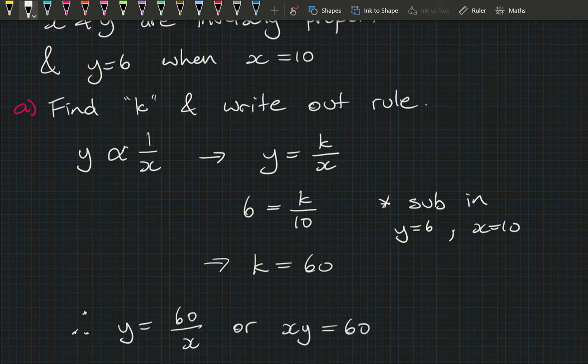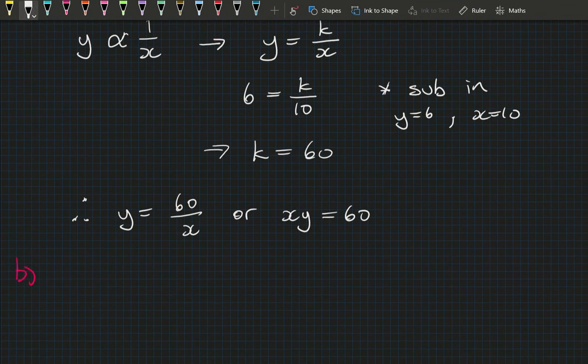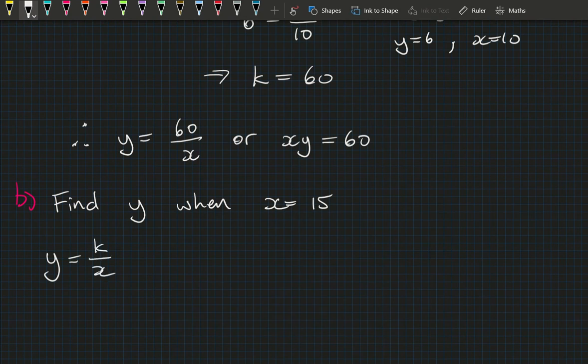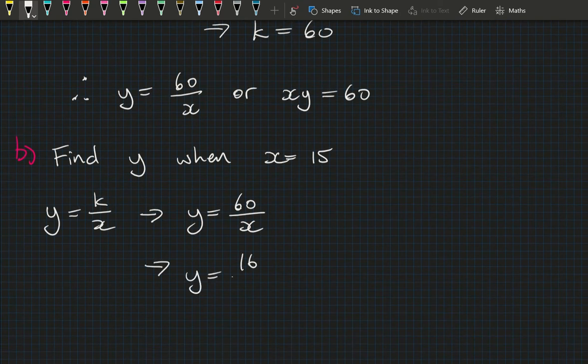Alright, let's move on to part B, where we're going to find y when x is equal to 15. And of course we're using the same rule, right? So y is equal to k on x, which means y is equal to 60 on x. And that means that y is equal to 60 on 15 when we sub in x equals 15. And my hand seems to say 16 when I mean 60. Alright, so 60 divided by 15 is just 4. So therefore when x is 15, y has to equal 4. Okay, it's nice and easy.